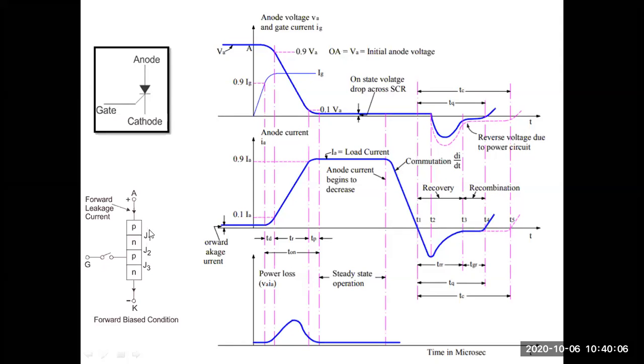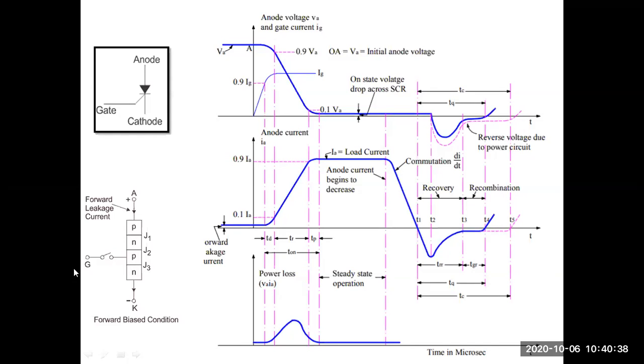Junctions J1 and J3 are forward biased, and junction J2 is reverse biased. Of course there exists a small leakage current here, and it is in blocking state. Nowhere is the gate current applied, so this is the forward blocking state. Now we have to make this switch turn on.